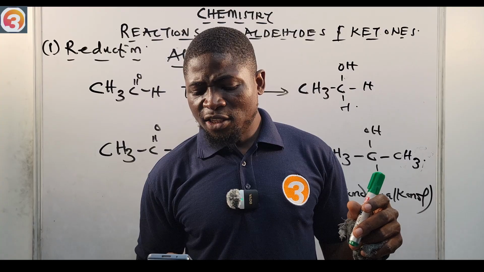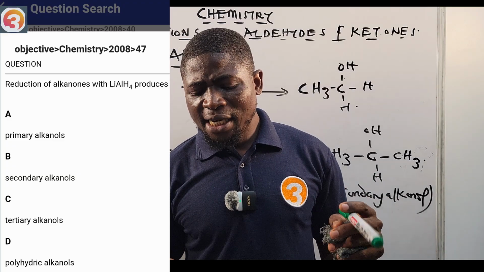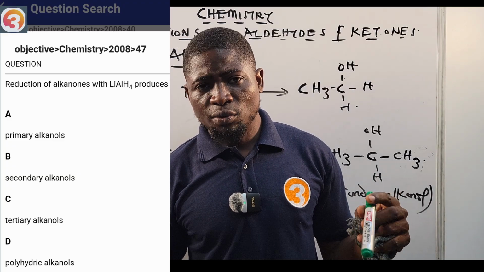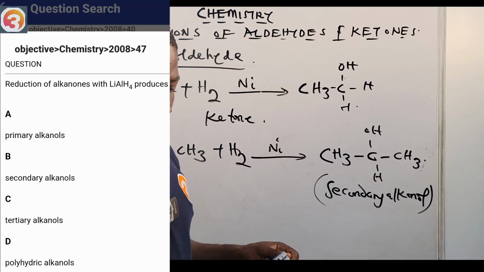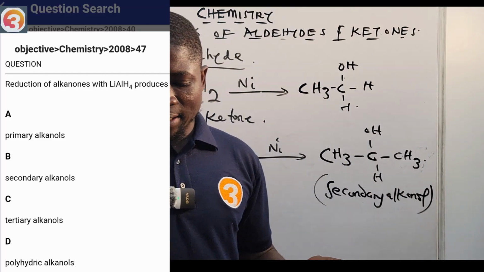Now, 2008, number 47, which we're looking at here, says the reduction of alkanones with lithium aluminium hydride produces what? Definitely a secondary alkanol. Please take note of that.